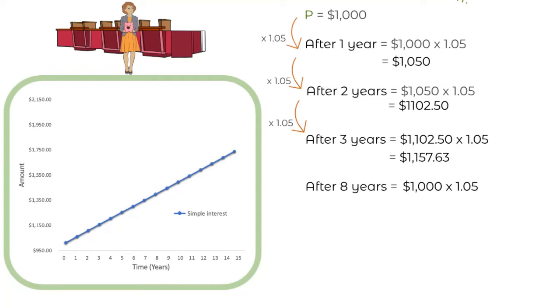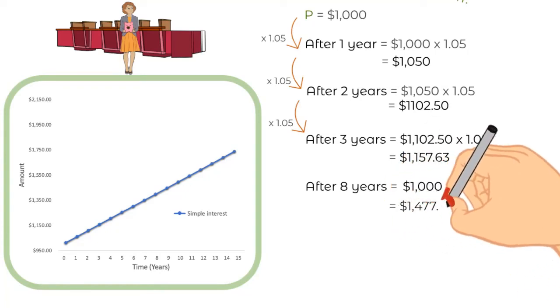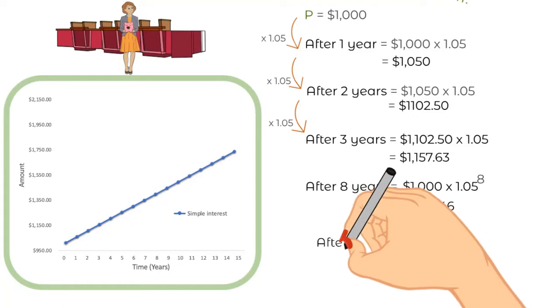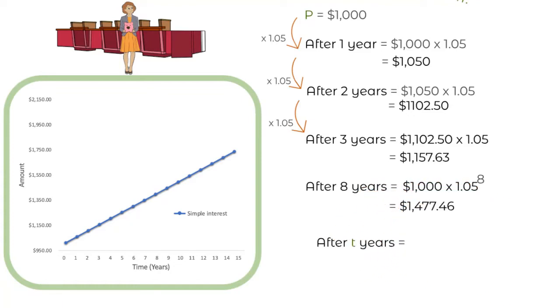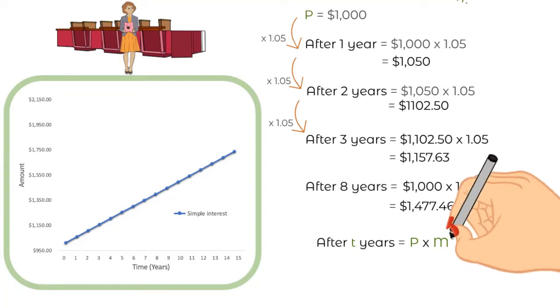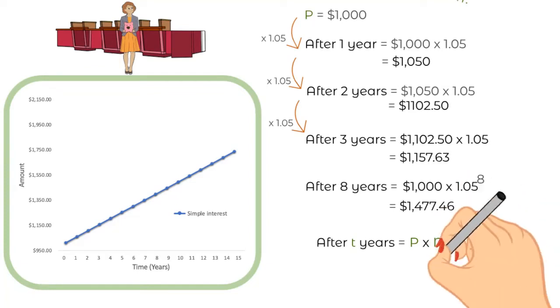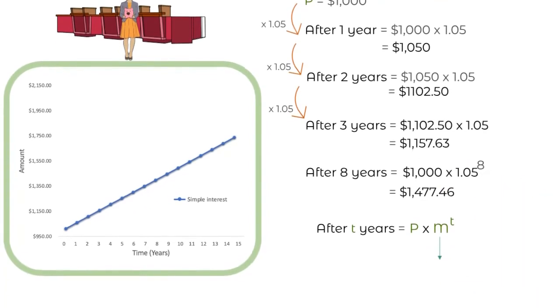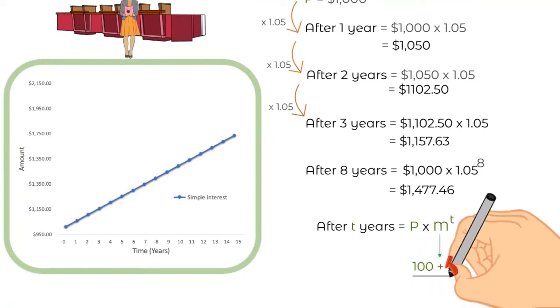Which, if we want to do this very efficiently, we can just times by 1.05 to the power of 8. So after 8 years, I have $1,477.46. This leads me to a lovely looking formula to find an amount after T years. I just take the principal amount times by my multiplier to the power of time. And another quick reminder, to find the multiplier, I take 100 plus my interest rate and then divide by 100.